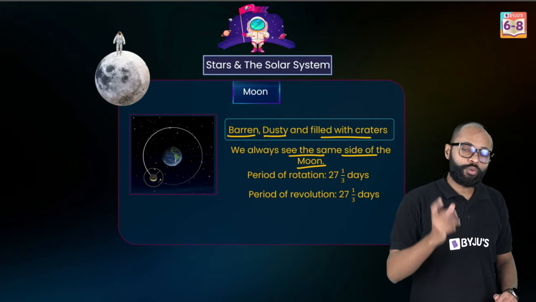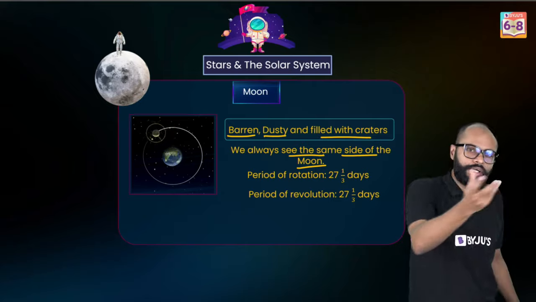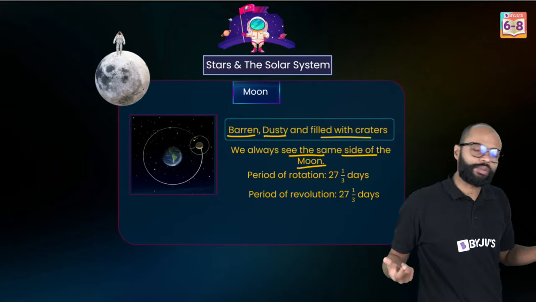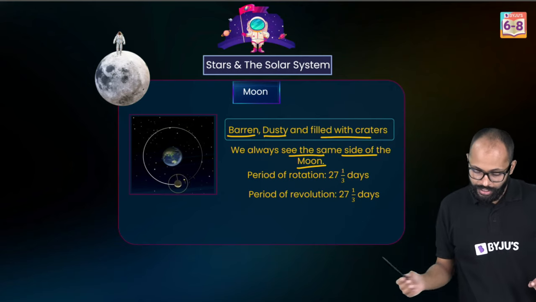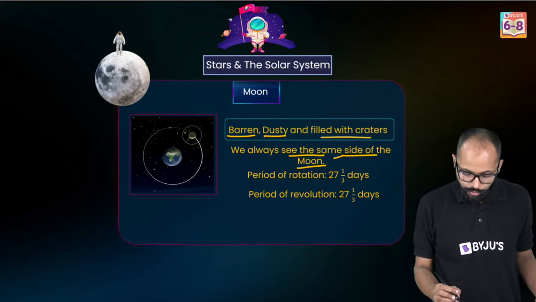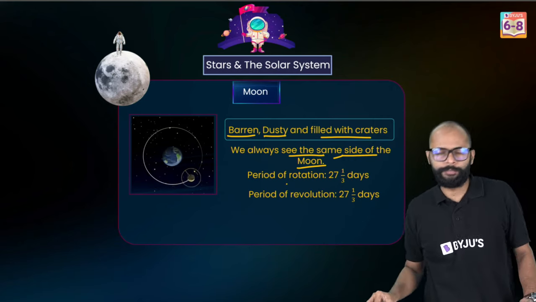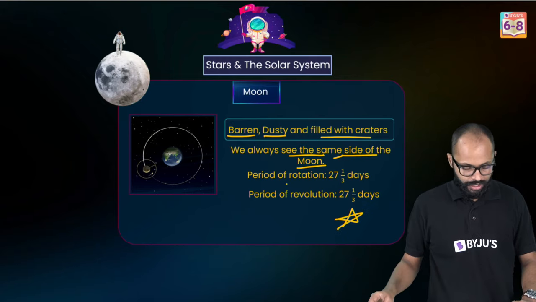is equal to the period of revolution. Revolution is going around the earth. Rotation is on its own axis. Rotation is equal to revolution. That is why it is facing one face towards the earth, so we see the same side of the moon, correct? 27 and 1 by 3 days is the rotation and revolution period. It's an important number. Remember it, okay? Put a star here.